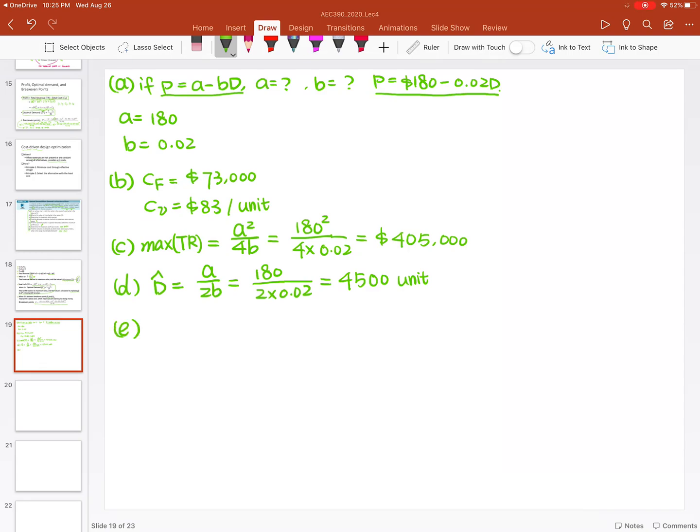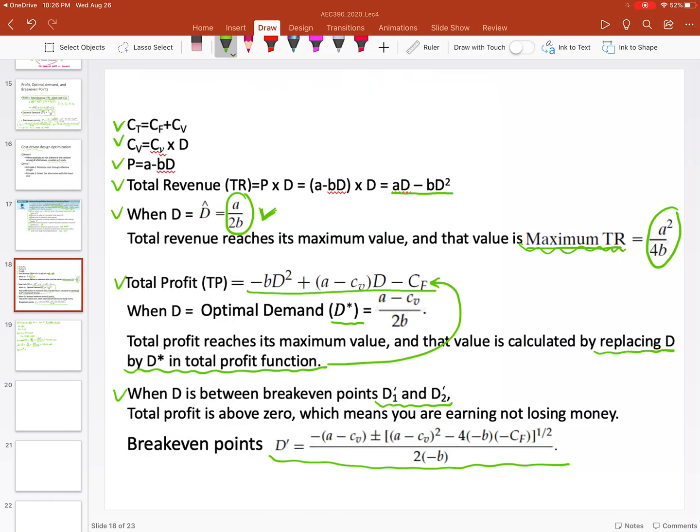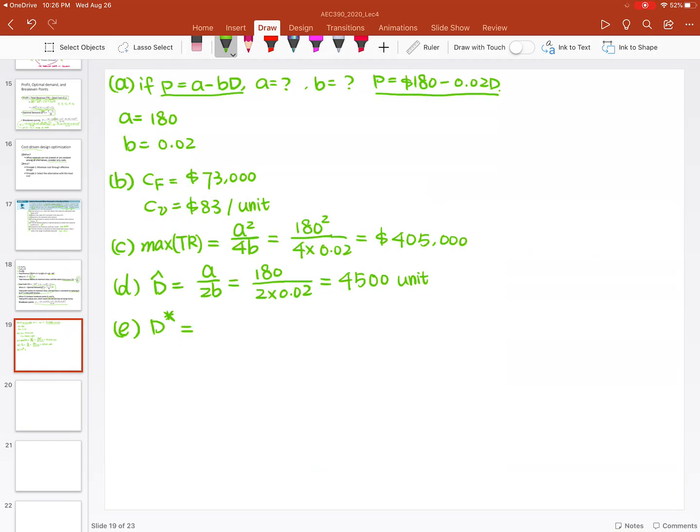And question E is, what is the optimal demand where you can have your total profit maximized? That's D star, okay? And D star, we have it here. It's A minus C lowercase v over 2B. So A minus C lowercase v over 2B. And A is 180, C lowercase v is 83, 2 times B is 0.02. Okay, and if you calculate this out, it's gonna be 2,425 units.